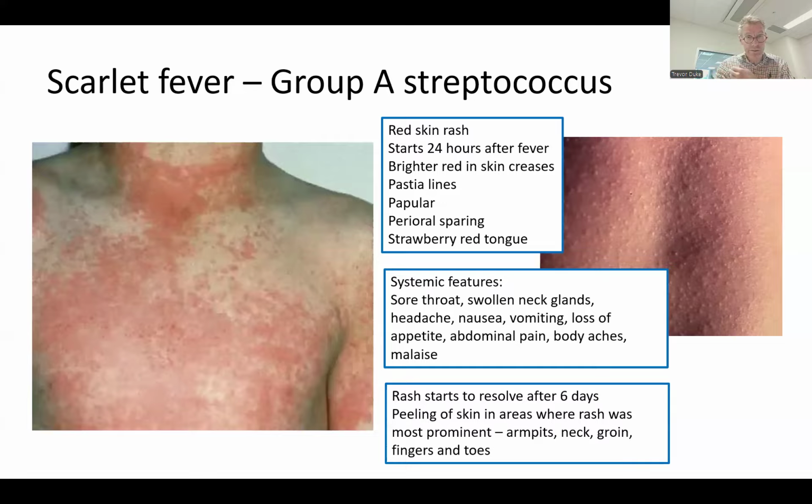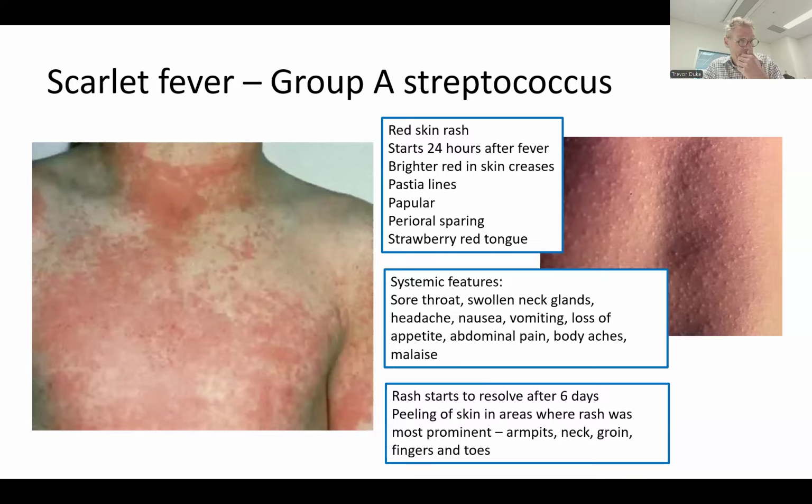It's almost like a vasculitic rash in the flexures of the skin, and you see straight red lines. They're called pastia lines, which are characteristic of scarlet fever. It's papular, which you can see in the picture on the left. You can feel it. It's often said to be like sandpaper. And sometimes these children have a strawberry red tongue, and they often have what's called perioral sparing. That is, the rash isn't around their mouth.